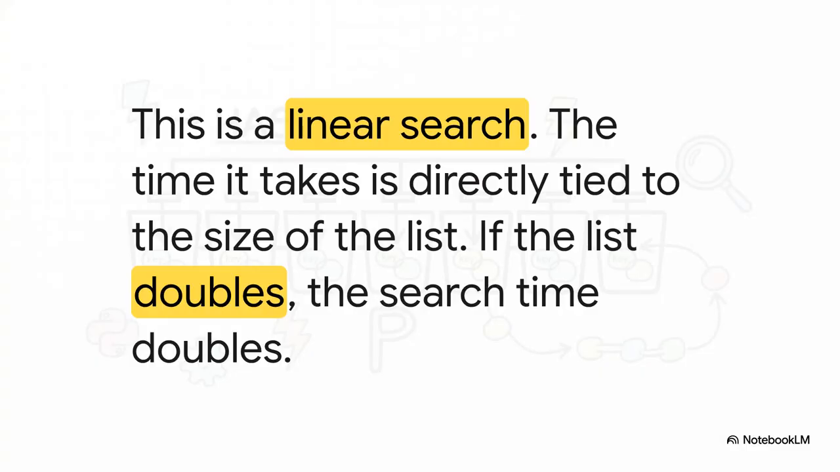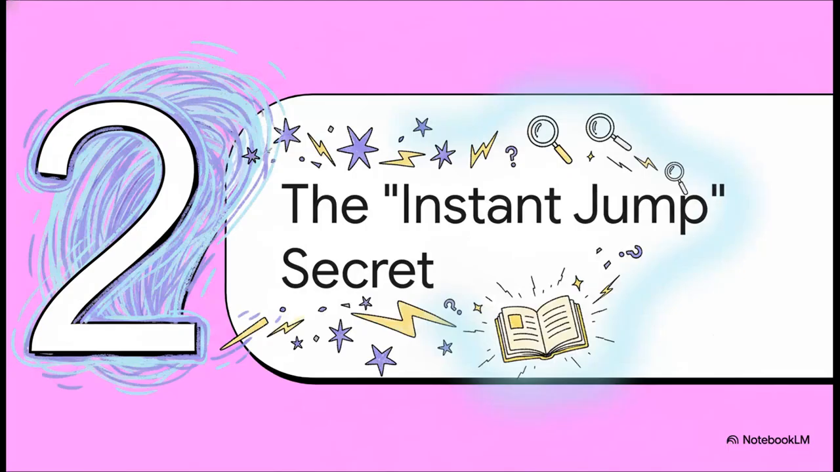This is what we call a linear search. And here's the crucial takeaway. The search time is directly proportional to the size of the list. If your list gets twice as big, the worst-case search time gets twice as long. It just doesn't scale well, and that's a huge performance bottleneck. So, how do we break out of this linear trap?